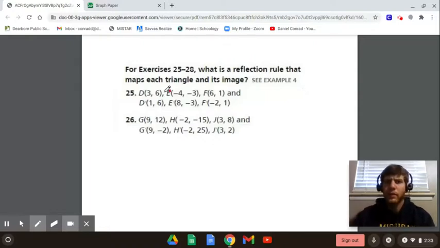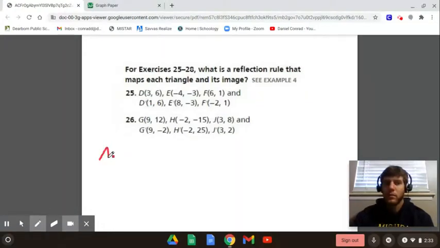Okay, so for 25 here, we have our pre-image, triangle DEF. And we're going to reflect it over some line that we need to find. And it's going to end up being D prime, E prime, and F prime. So how we're going to do this is we have to find the midpoint of our points here. So let's start with D and D prime. We have to find the midpoint of D and D prime.